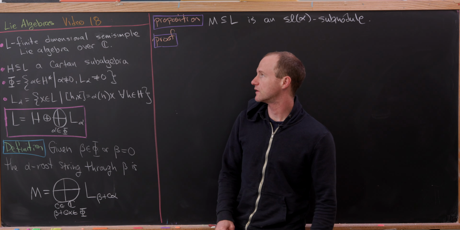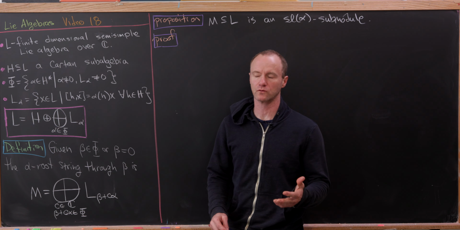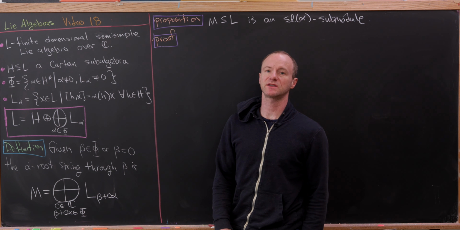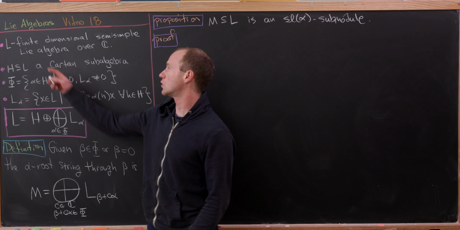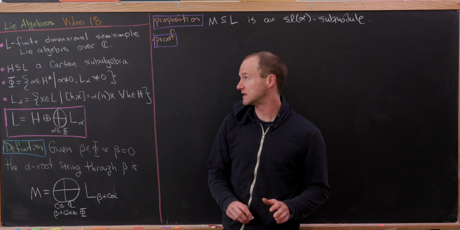This is the 18th video in our series on Lie algebras, and here we're going to explore more about roots and root spaces. So let's fix some notation for the day. We'll let L be a finite dimensional semi-simple Lie algebra over C.